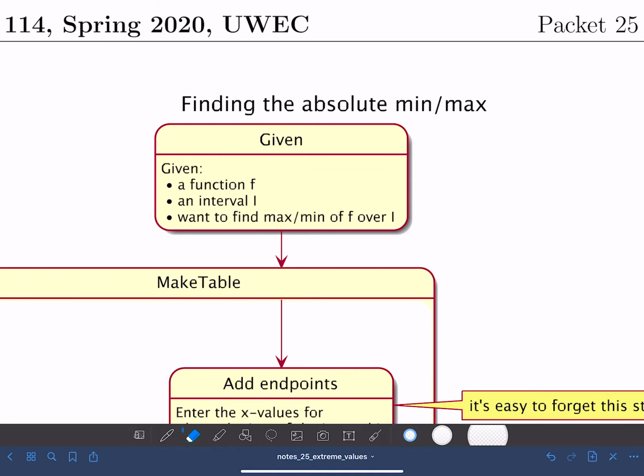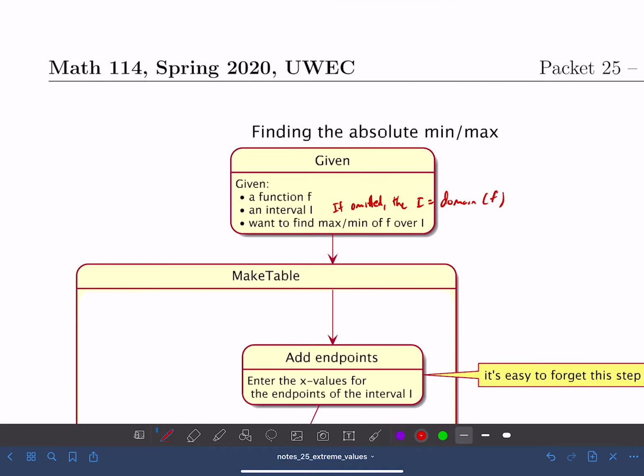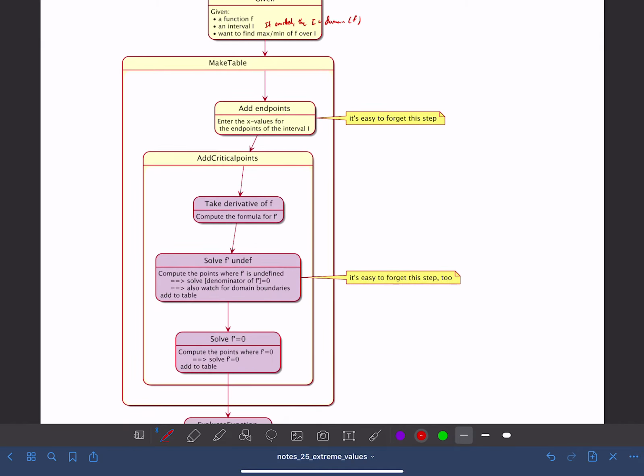So we're going to find the absolute min and max. And I started by saying, what are we given when we do this process? We're given a function f, an interval I, and it's important to note that if I is omitted, then I is equal to the domain of f. We want to find the min and max of f over that I. The first thing that we're going to do is we're going to make a table. So that's this first blob right here, is make a table.